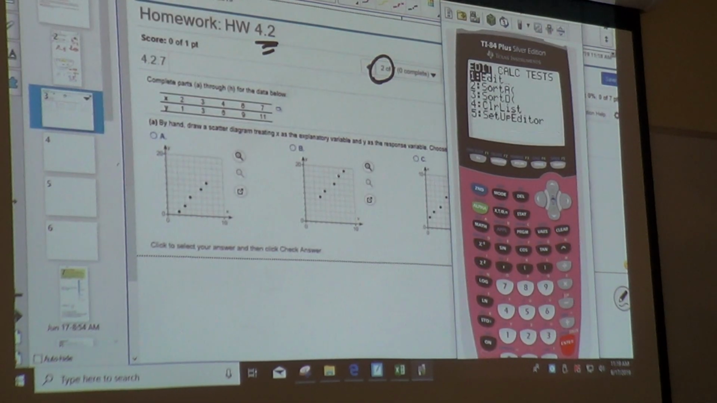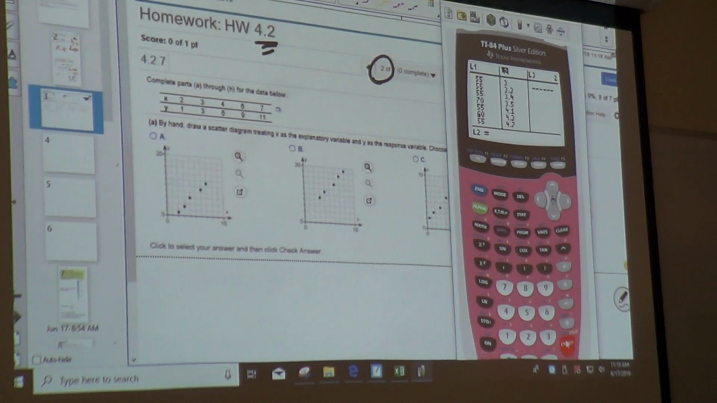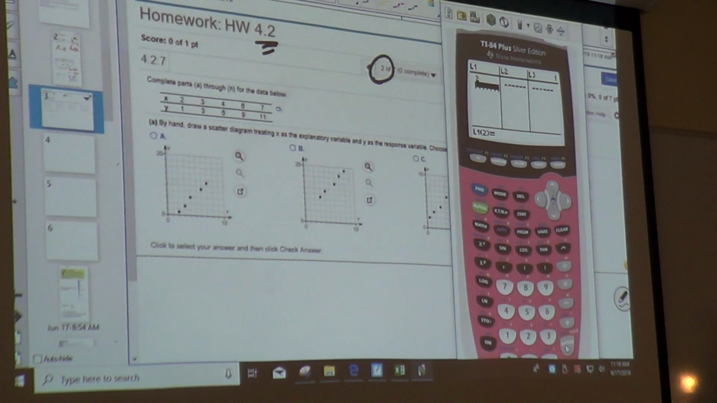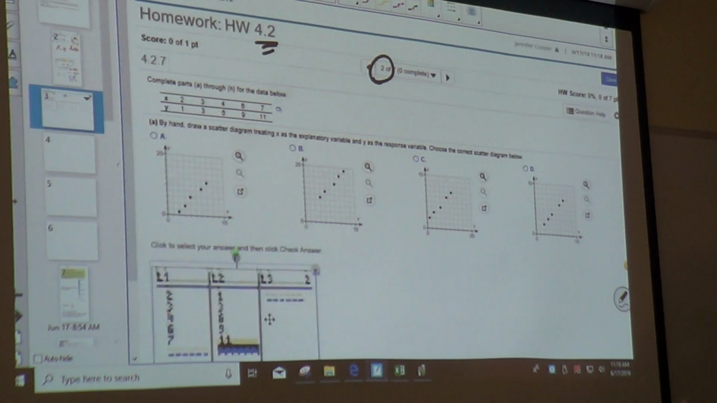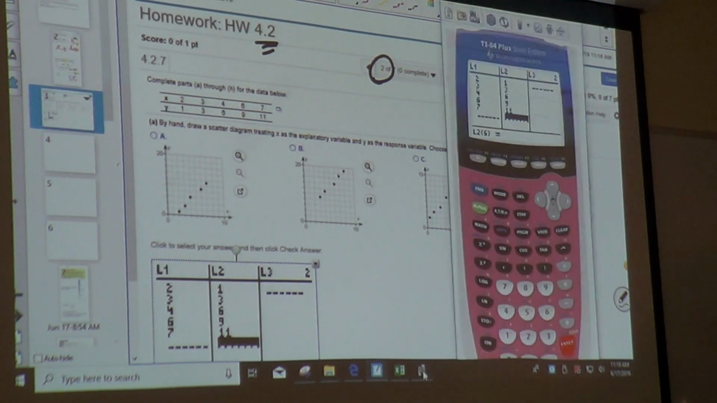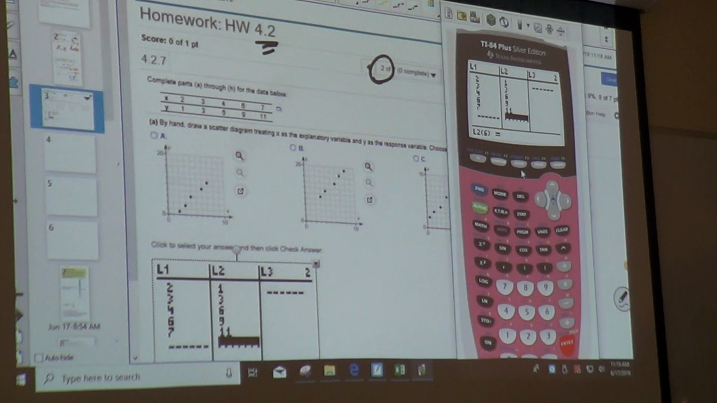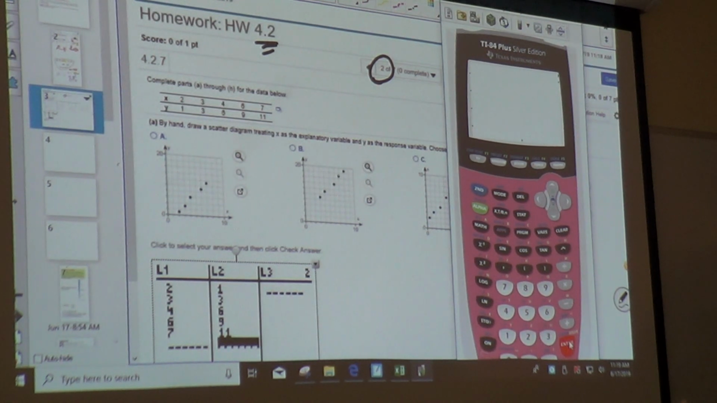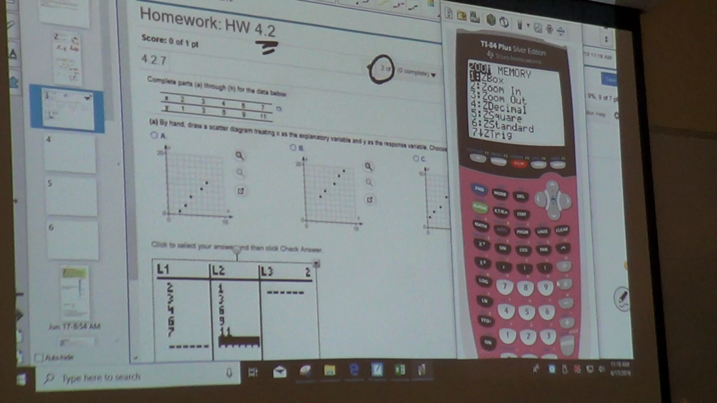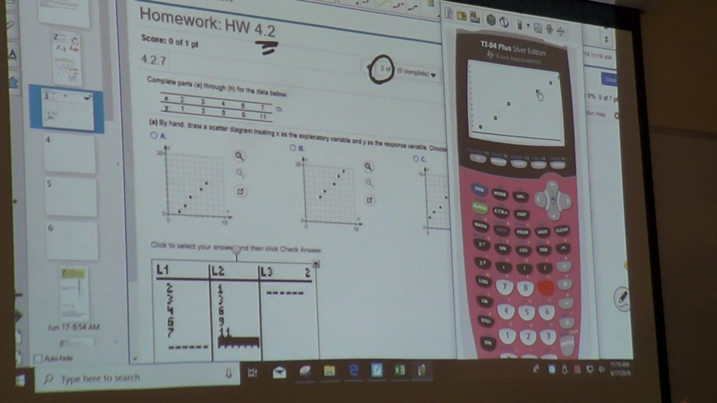I'm going to do stat edit, go to the top, clear, enter. Go to the top, clear, enter. 2, 3, 4, 6, and 7. 1, 3, 6, 9, and 11. And then all I want to do is see a scatter diagram. So I'm going to do zoom 9. Oops, I didn't do zoom 9, I did zoom enter. Zoom 9.